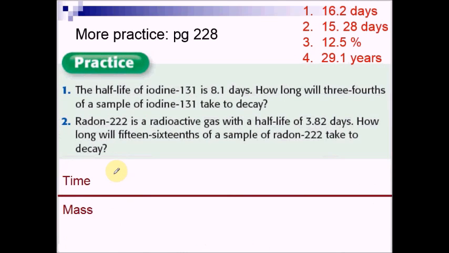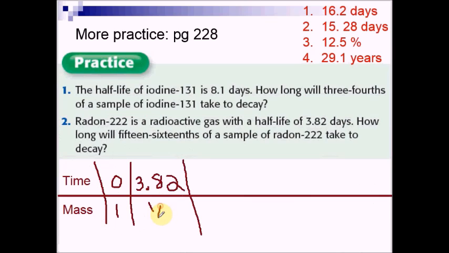Number 2 says radon-222 is a radioactive gas with a half-life of 3.82 days. How long will 15/16 of a sample of radon-222 take to decay? Alright, so I've got my little chart. At time 0, I have 100% of my mass, 1 full amount of it. After 1 half-life goes by, that's going to be 3.82 days. I will, of course, have half of the mass. Alright, keep going. Add another 3.82.